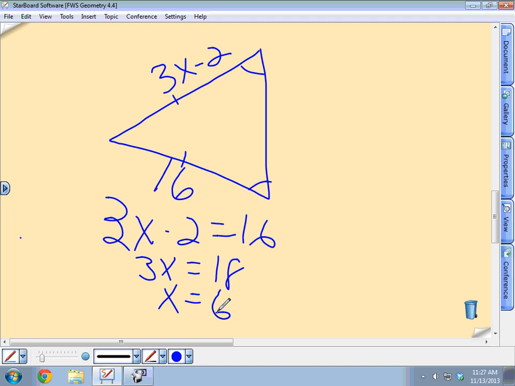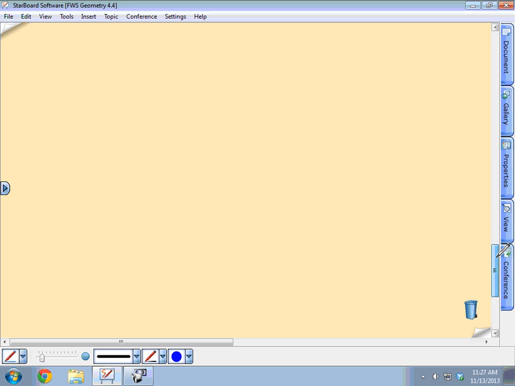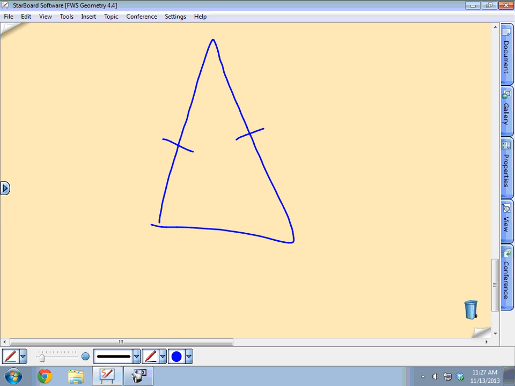How about number 10, Michael? Don't the two bottom angles both equal 65, right? Yeah. So 65 plus 65 plus x equals 180. What is 65 plus 65? Let's see, 130.